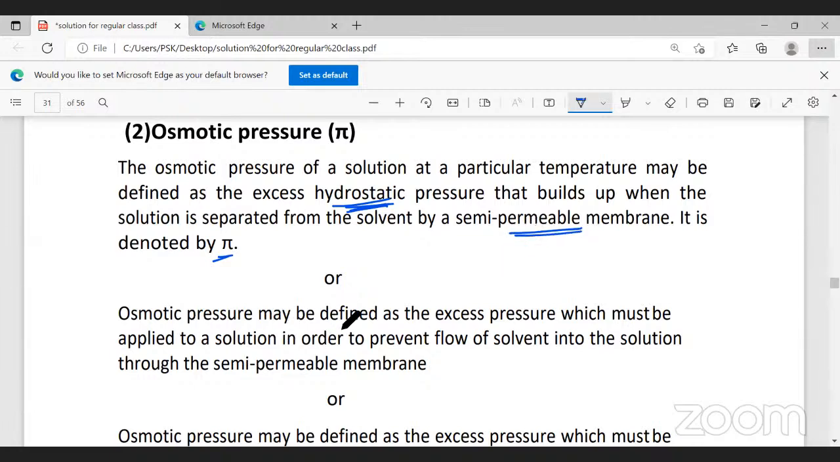Or osmotic pressure may be defined as the excess pressure which must be applied on the solution in order to prevent the flow of solvent into solution through a semi-permeable membrane. This is what we define.